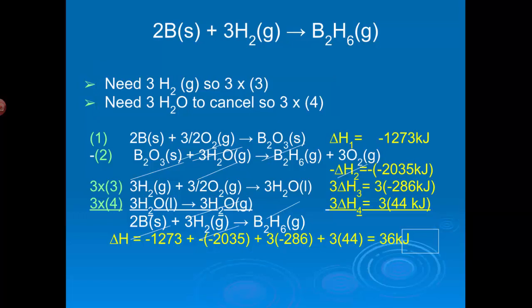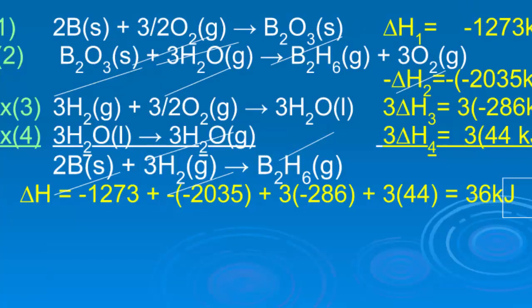And that means that I have to multiply the delta H for that equation by 3. I also needed 3 waters to cancel, so I had to multiply equation 4 by 3, and that means I also had to multiply its enthalpy by 3. Okay? So when I do all that, I cancel out the things that I don't need anymore, the B2O3. These lines that are canceling aren't exactly matched up, but I think you can see where we need to cancel things out. And then I go ahead and add up the delta H's: negative 1273 plus negative of negative 2035, so that's a positive 2035, plus 3 times negative 286, plus 3 times 44.